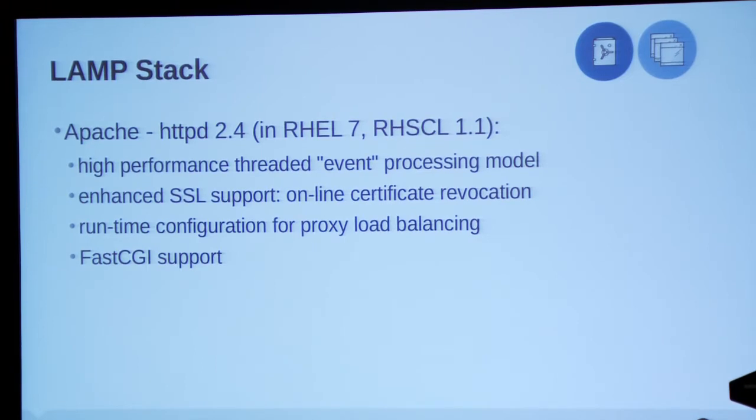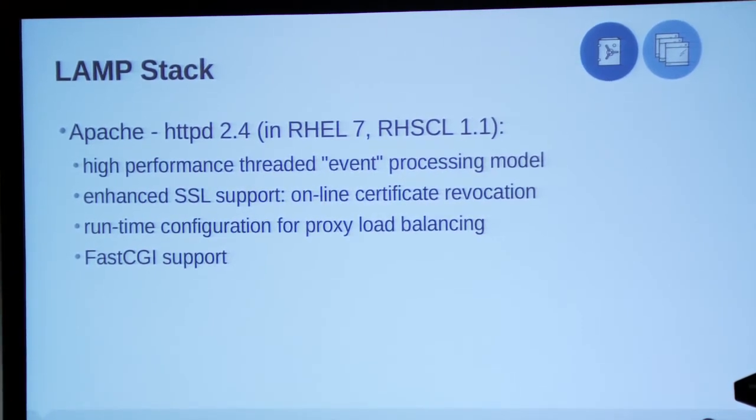Next item on my list is Apache, the web server. In both RHSCL 1.1 and RHEL 7, it will come with version 2.4. It gives you better scalability and memory use reductions thanks to the threaded event processing model. Another important feature is the authorization modules. Authorization modules were completely redesigned to give you the power to write more complex policies, and it makes the Apache web server even more robust. Proxy modules were optimized and improved with a focus on cloud environments.